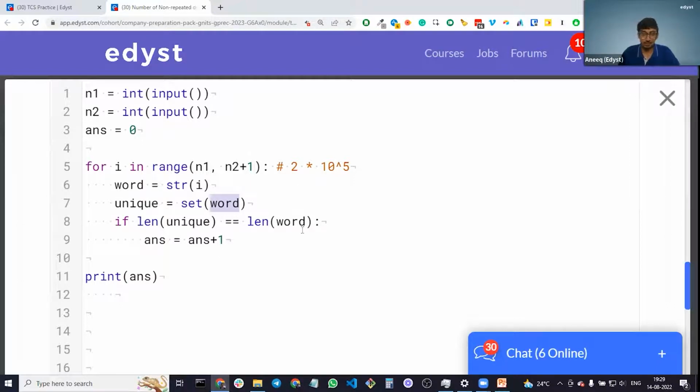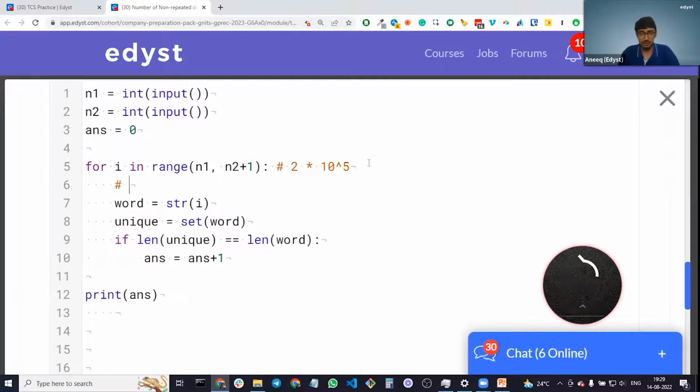In these numbers, how many maximum digits are you going to have? In a number, what's the maximum number of digits you could have? 7. Okay, why do you say 7 digits?